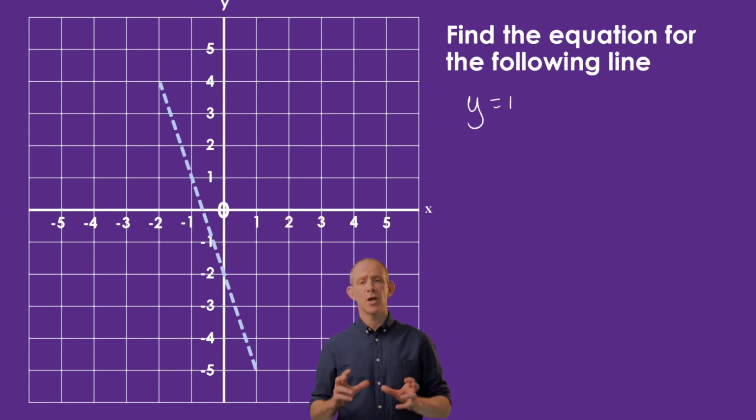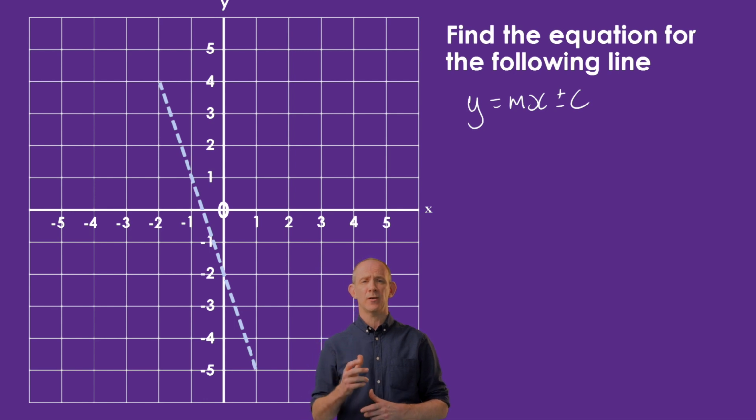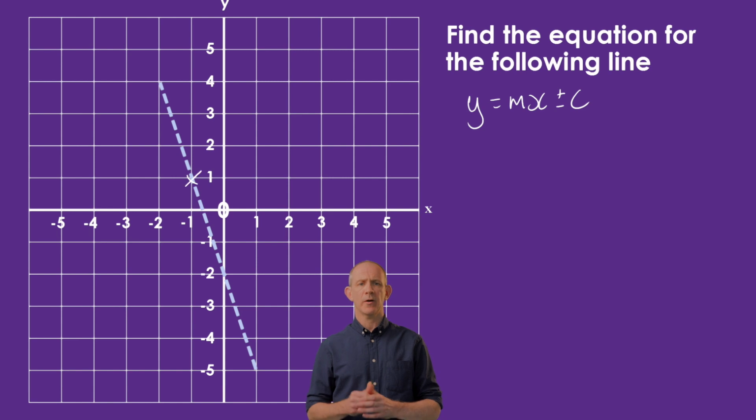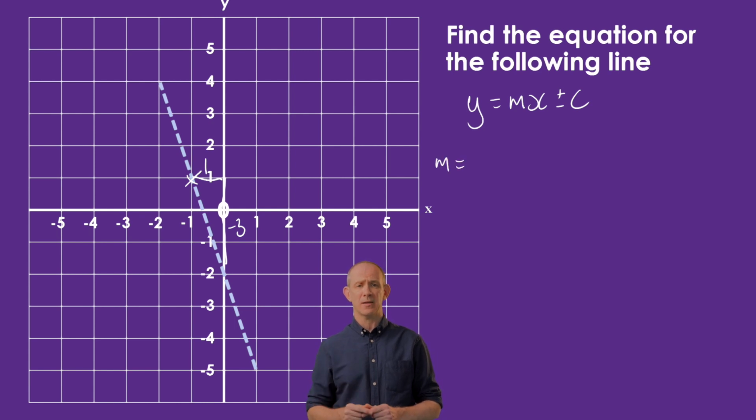So here we know it's going to take the form of y equals mx plus or minus c. Let's work out our gradient first, and we know that's going to be the change in y over the change in x. Let's take this coordinate here, where x is minus 1 and y equals 1. Let's draw a line across for 1 increase of x. Now we're going down to get to the graph, so we know that our gradient is going to be negative.